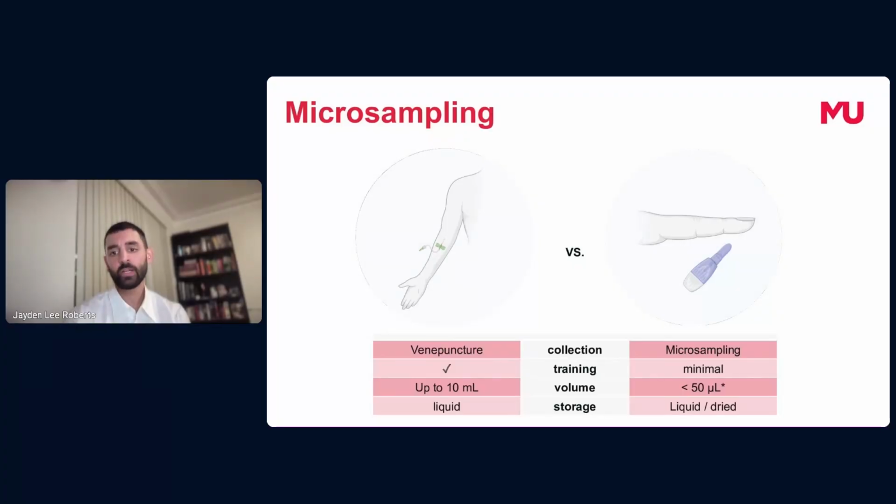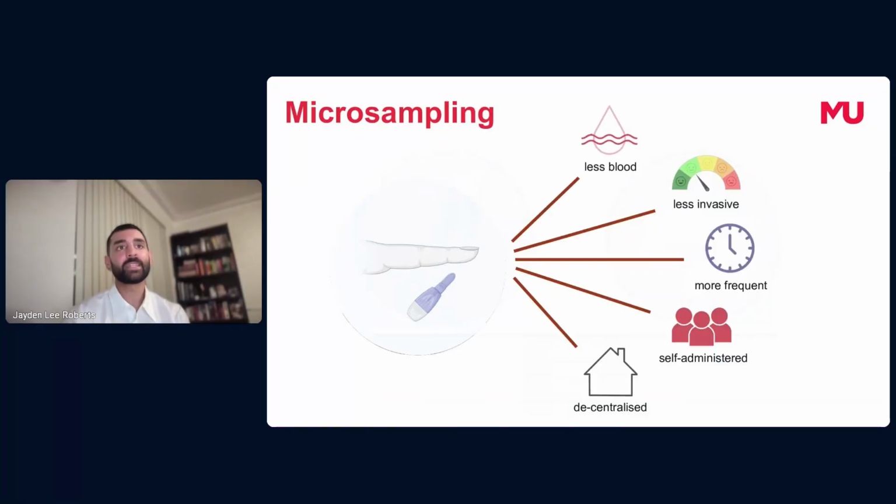In whole, what we can see here highlights some of the benefits of microsampling, with a lot less blood required, with only a few drops compared to a 10 ml tube. It's therefore less invasive, as we're using a small finger prick compared to a needle.